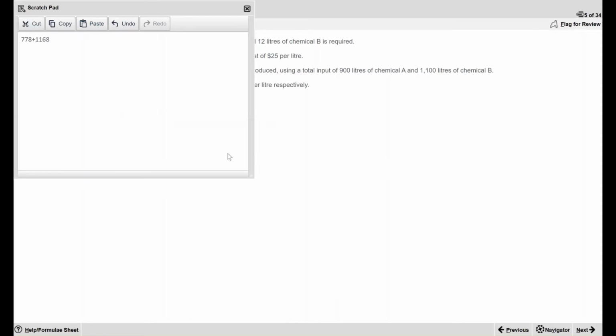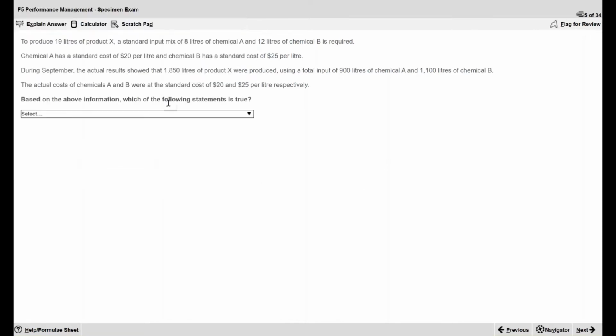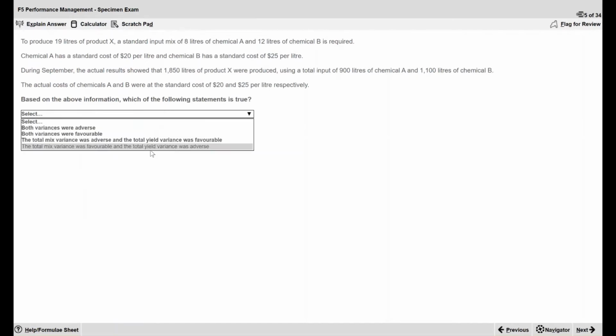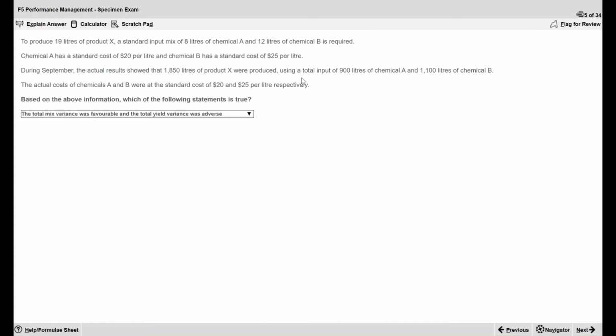Remember, the calculation I did are specific to this question. If they asked the figure, I would have calculated differently. So mix was favorable. If they asked the figure, I would have taken the total quantity here and then multiplied by the mix to give exact value. But they didn't ask about exact value. They just said whether it is favorable or whether it's adverse. So mix is favorable, yield is adverse.